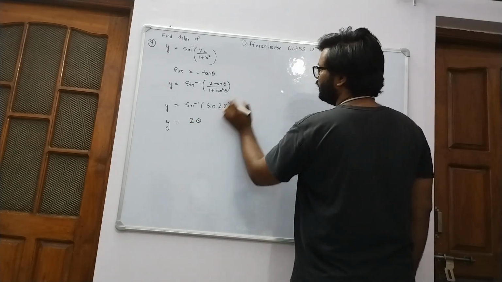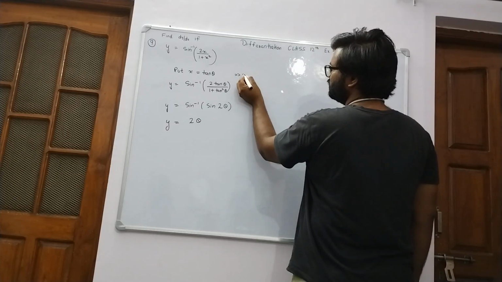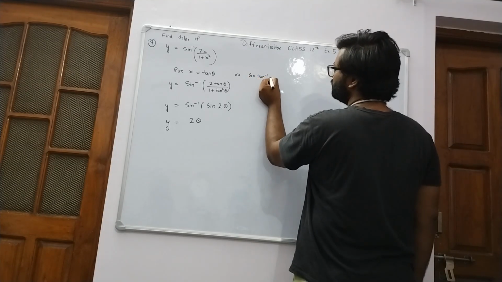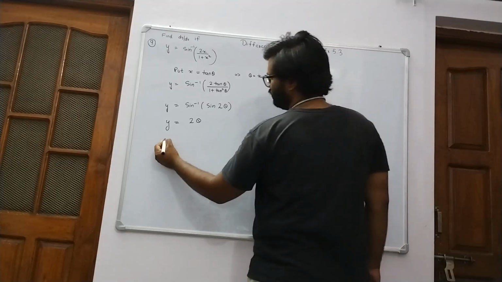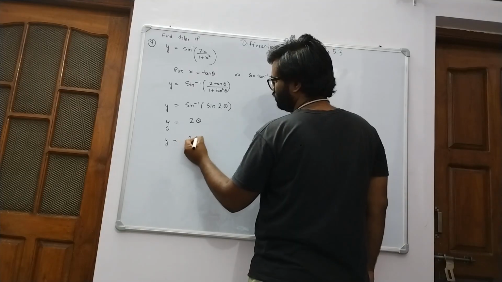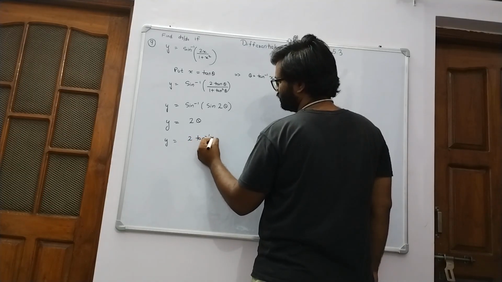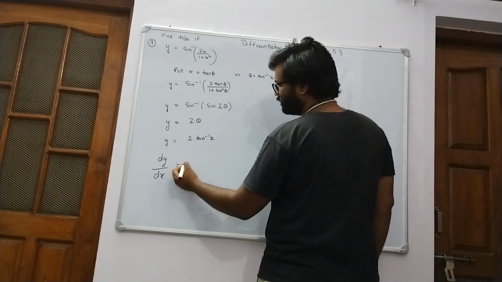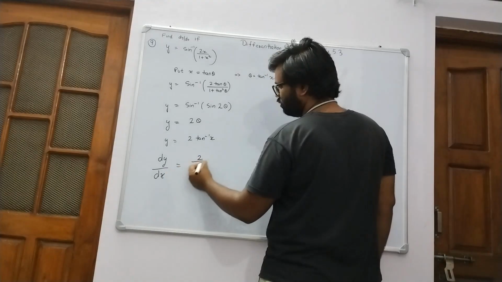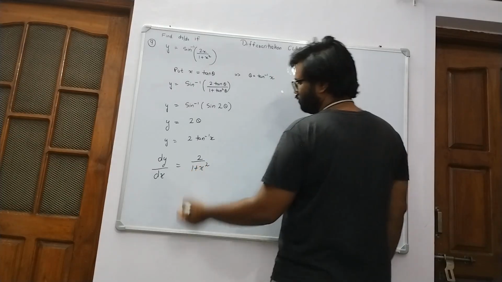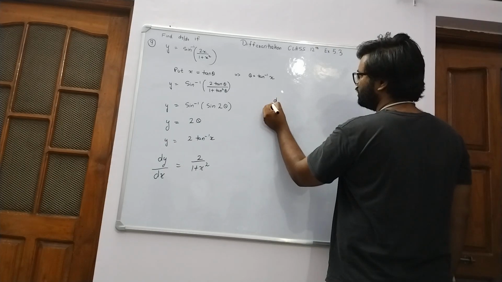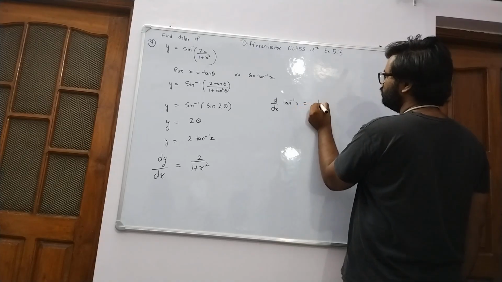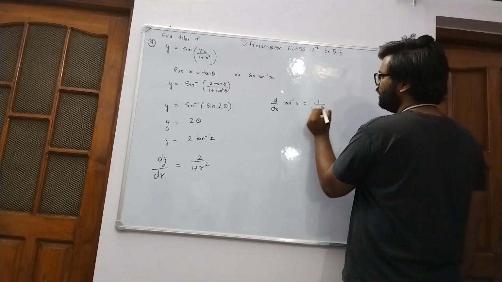So what will be the value of theta? From here, since x is equal to tan theta, theta will be tan inverse x. So we can write y is equal to 2 times tan inverse x. So on differentiating, we will get dy by dx equal to 2 upon 1 plus x square. Why? Because the differentiation of tan inverse x is equal to 1 upon 1 plus x square.